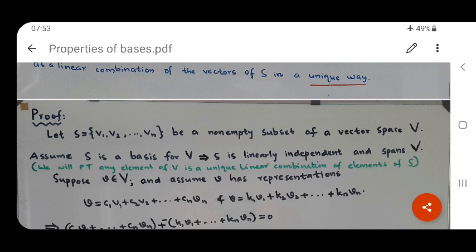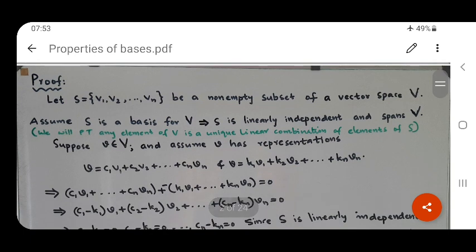So let us assume that S is a basis where S is equal to the set v1, v2, etc., vn. So S is linearly independent and it spans V. Suppose there are two representations for a vector v in the space. Say v equal to c1 v1 plus etc. plus cn vn and v equal to k1 v1 plus etc. plus kn vn. So we have to prove that the representation is unique, which means c1 equal to k1, etc.